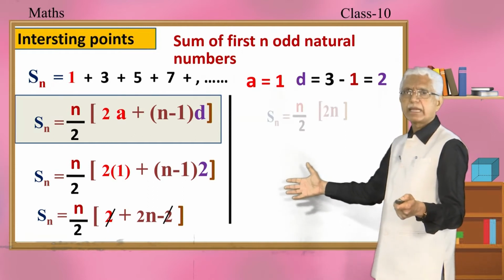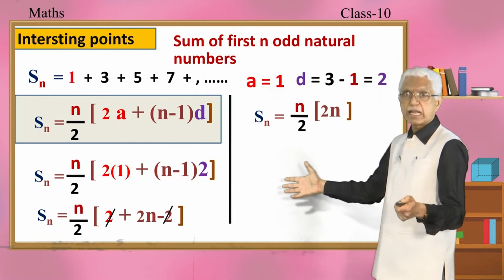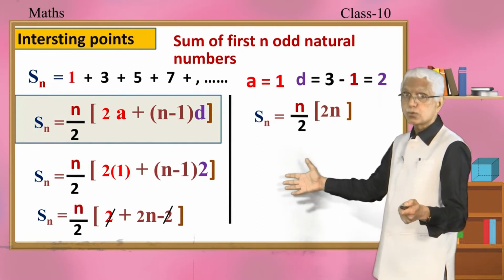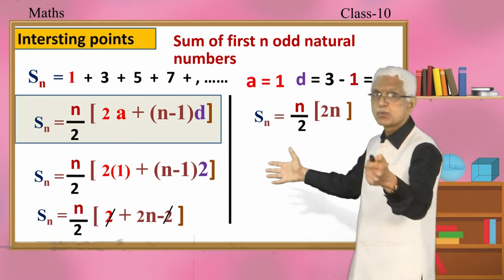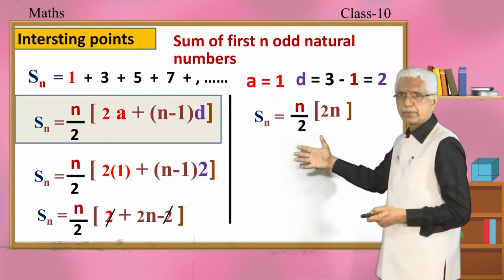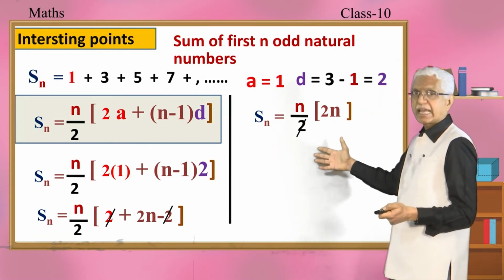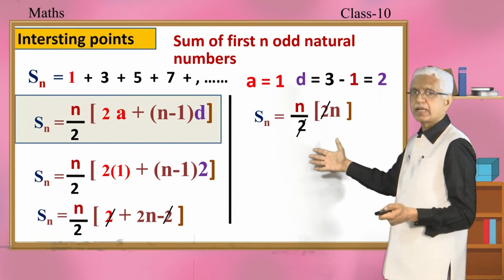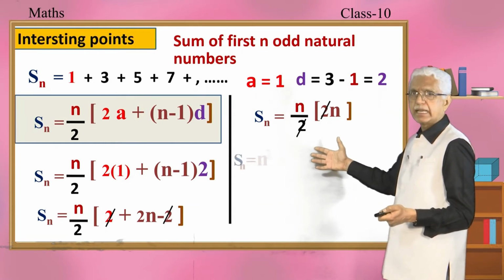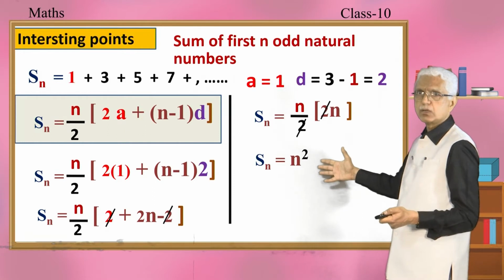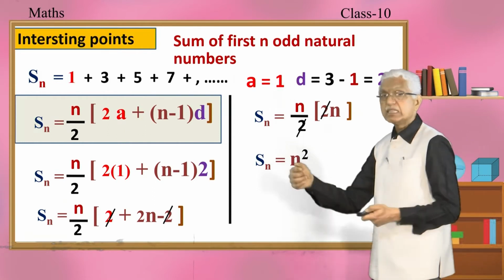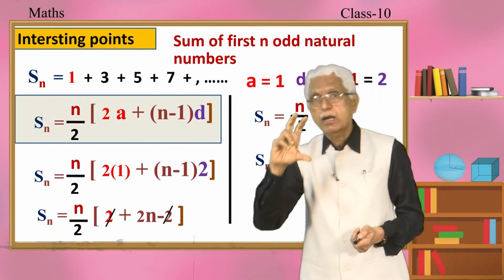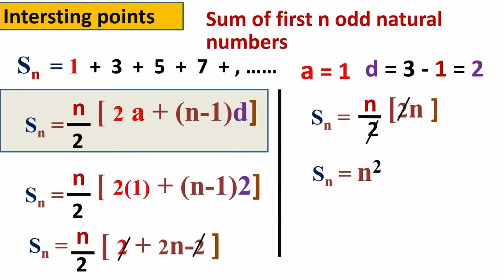So, what do I get? Sn is equal to n by 2 into 2n, plus 2 minus 2 got cancelled, no. So, n by 2 into 2n. Can I cancel this 2 and 2? I can, because it is the product. So, what did I get? Sn is equal to n square. This is the formula that we use to find the sum of the first n odd natural numbers. See the beauty.